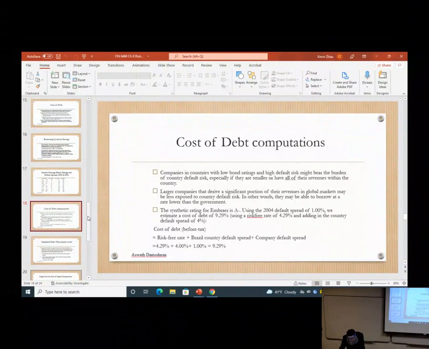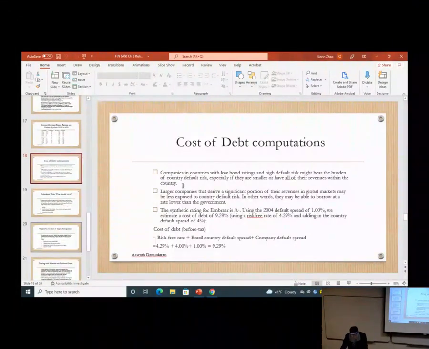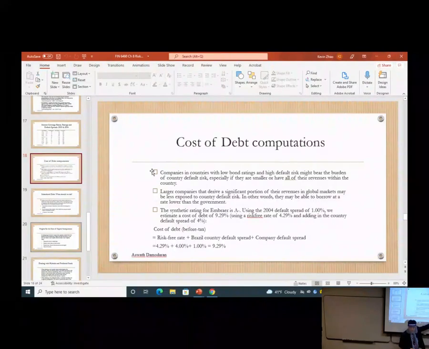For a foreign company, you want to add another component, that is the country default spread, in addition to the company default spread, because the default has two different levels. For example, you're analyzing a Brazil company. The company itself has a probability to fail. That is the company default spread. But since this company is located in Brazil, the country itself has a default spread. You have to count both into your consideration.